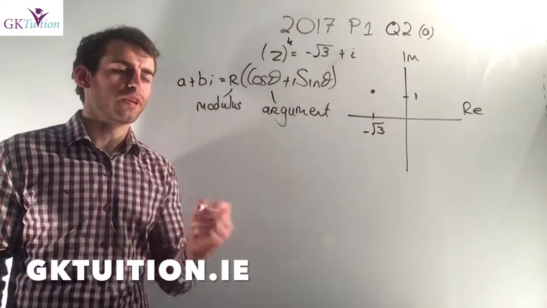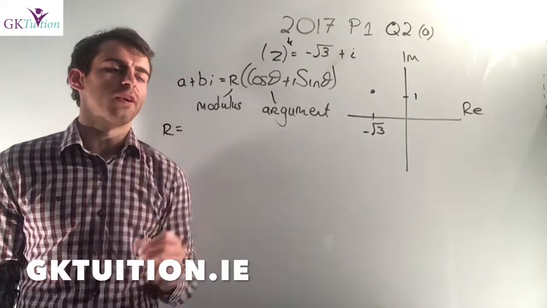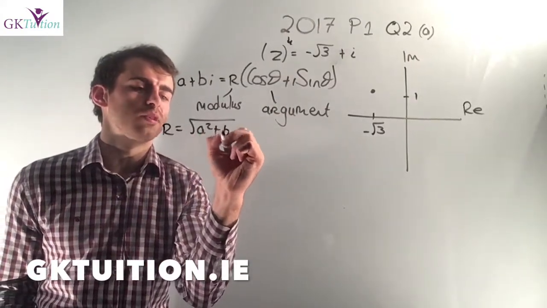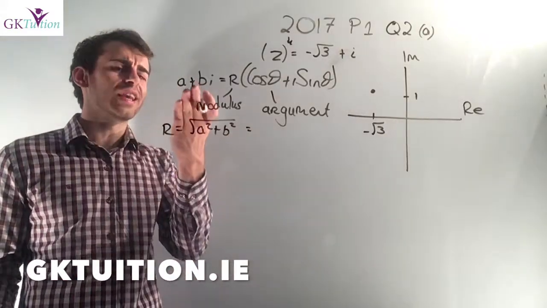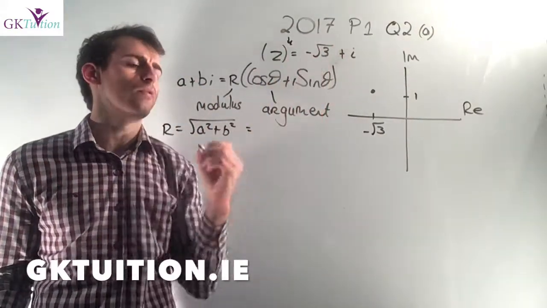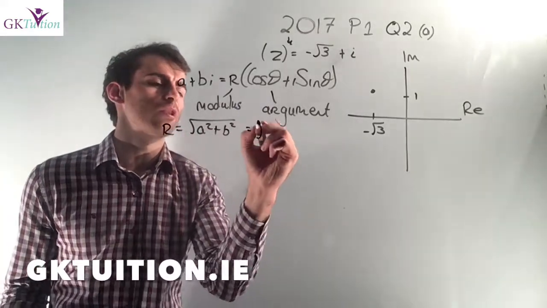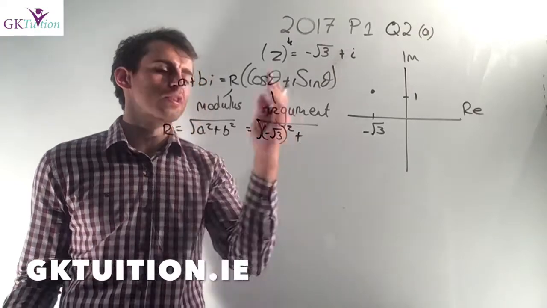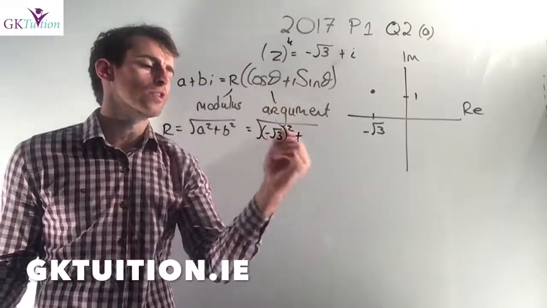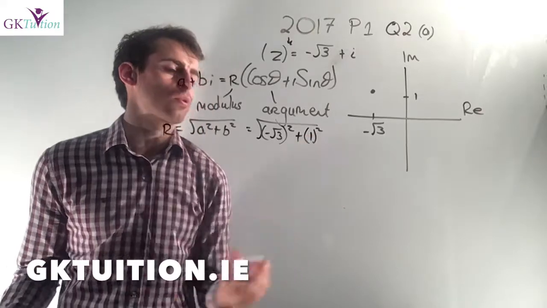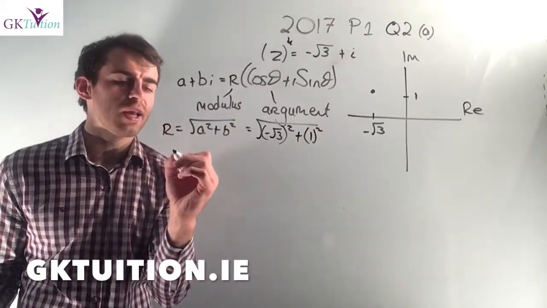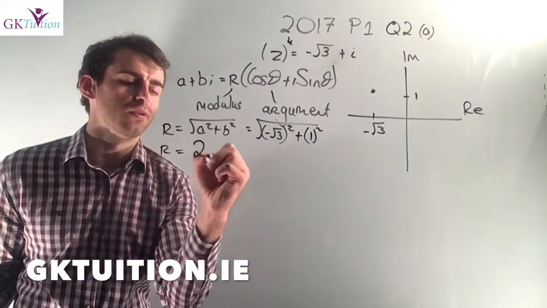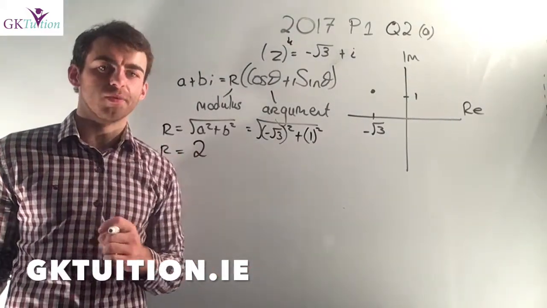So let's start off by finding the modulus. We have a formula to find the modulus of a complex number, and it's simply the square root of a squared plus b squared, where in this case my a is minus the square root of 3. So subbing in, it becomes minus the square root of 3 all squared plus my b, the coefficient of i, which is 1, plus 1 squared. If you plug all that into your calculator, you'll work out that the modulus is 2. So r is equal to 2.